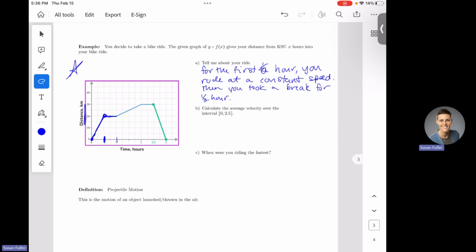And then after that next half an hour, so now we're an hour in, then for the next hour, from 1 hour to 2, you rode again at a constant speed because the slope of this is constant. It's a straight line. So then you rode at a constant speed.